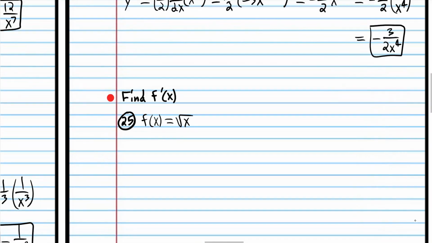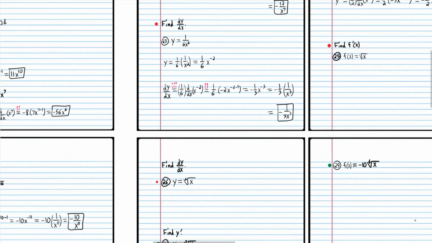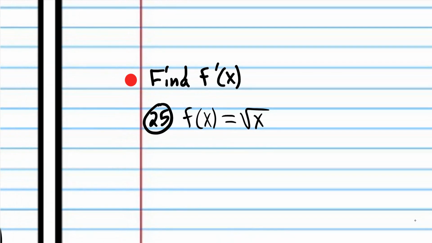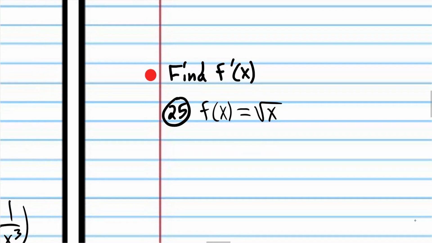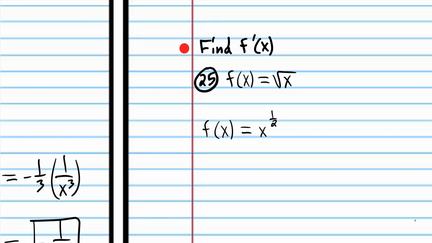So now we're going to go to a different type of problem, but we're still just finding derivatives. Now we have a square root expression. We don't know how to find the derivative of a square root expression, but we can change the form of that expression to x to the 1/2 power. That's exponent rule number 9. And now we can use the power rule.